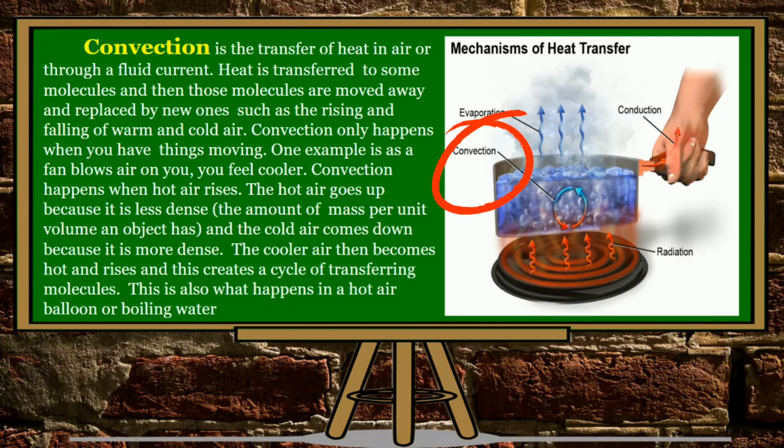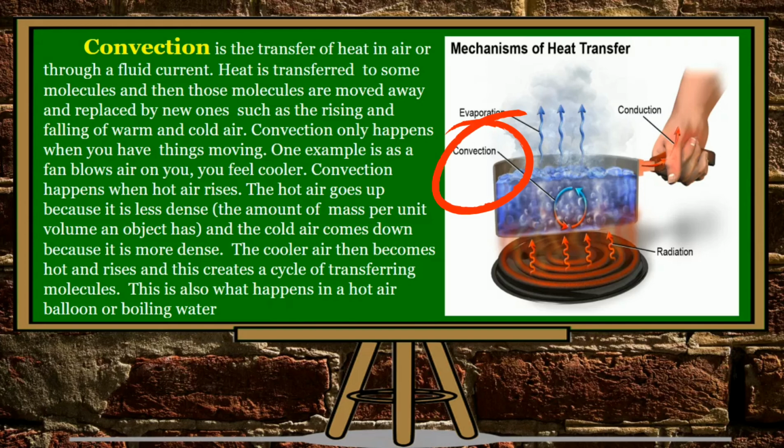What is convection? Convection is the transfer of heat in air or through a fluid current. Heat is transferred to some molecules and then those molecules are moved away and replaced by new ones, such as the rising and falling of warm and cold air. Convection only happens when you have things moving. One example is when a fan blows air on you, you feel cooler.